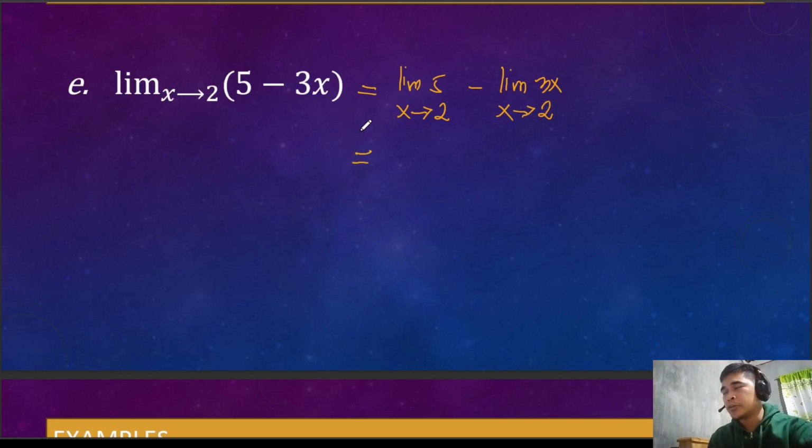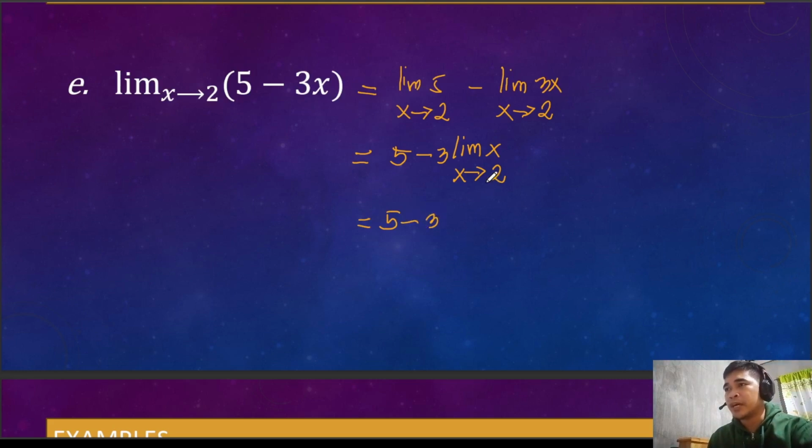And then we apply theorem 1.2.1 number 2. The limit of a constant is the constant, which is 5, so 5 minus the limit of 3x as x approaches 2. So we will apply theorem 1.2.2 number 3, constant times the function. So k times the limit of x as x approaches 2. So this is 3 times the limit of x as x approaches 2, equals 5 minus 3.